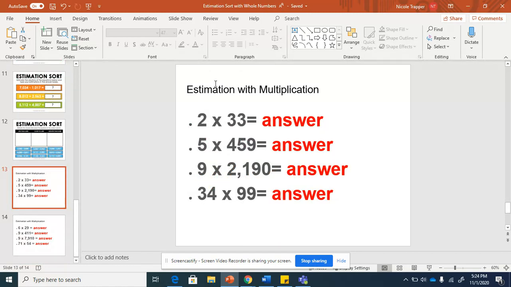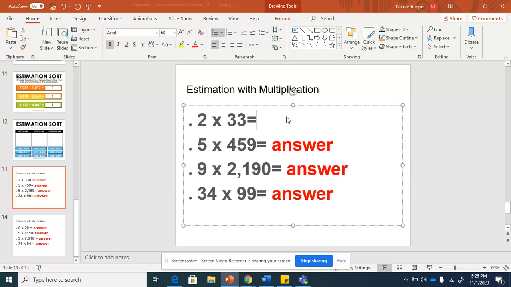The last one I want to show you guys is estimation with multiplication. For these, you'll have to just round to the largest digit, and we're not going to round these one-digit numbers. We're just going to keep those as one-digit numbers, and then we'll round the multi-digit numbers. So for example, this one says 2 times 33. I'm going to keep the 2 the same because it's a one-digit number, and I'm going to round 33 to 30. So I'm going to do 2 times 30, which is 60.